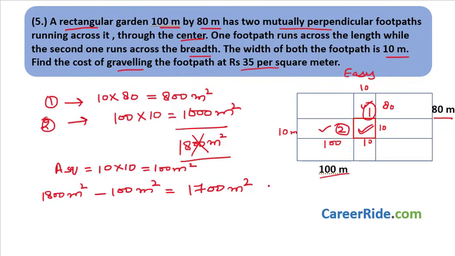And what is the rate of doing this? The rate is multiplied by 35. So what is the answer you get here? You get 59,500 is your answer here. So this is the thing that you need to know here, that you have to deduct the area of the square in the center here. Once you know this thing, these type of questions become very, very easy. Let's move on to the next question now.